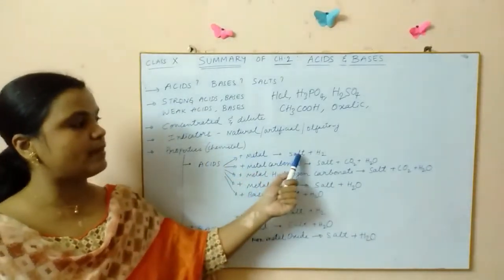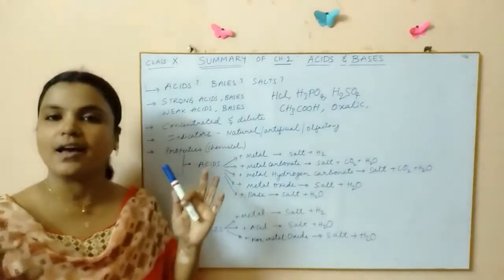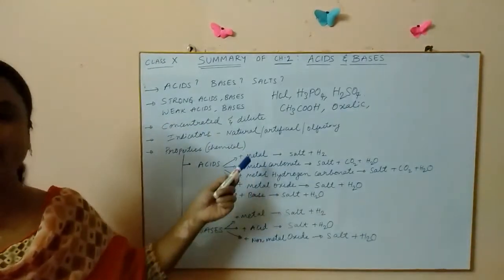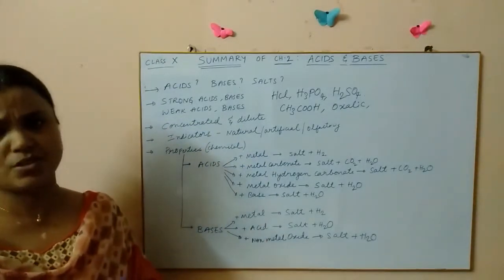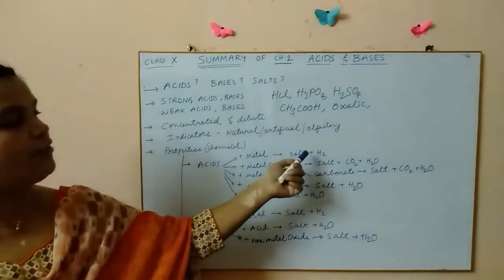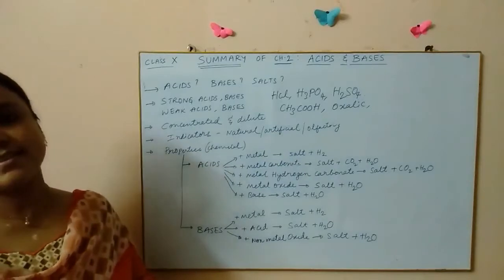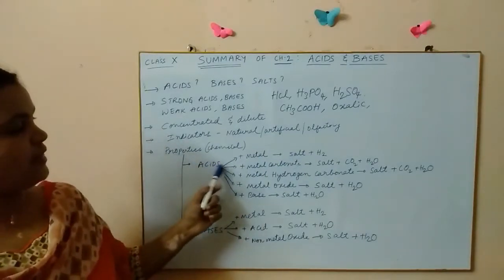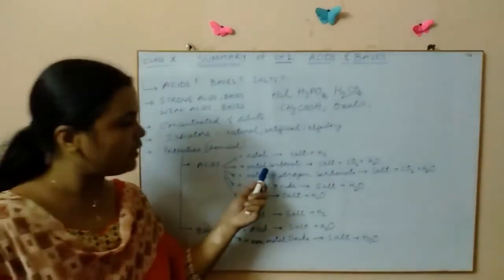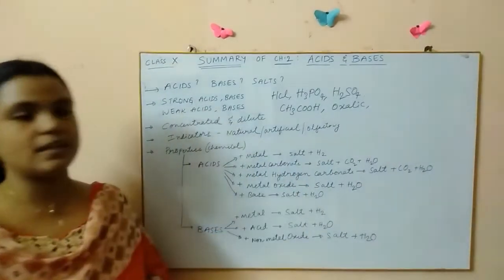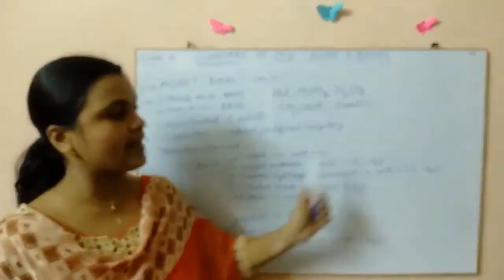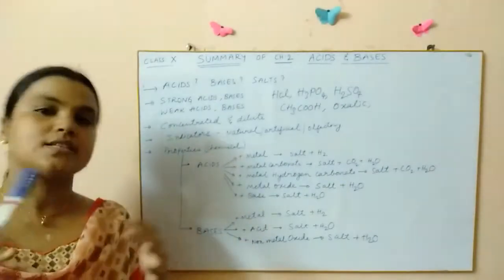Acids, when they react with metal, which gas is produced, children? Hydrogen gas is produced. Acids, when they react with a metal like sodium or calcium or magnesium, then what happens? The corresponding salt and hydrogen gas is released out. When they react with metal carbonate, please remember, whenever there are carbonates, when they react with acids, carbon dioxide gas is released out along with salt and water.